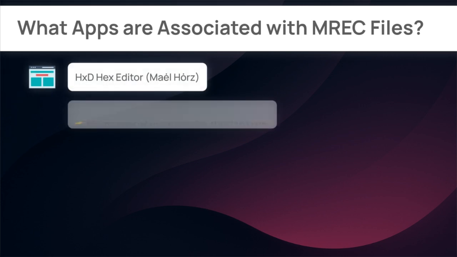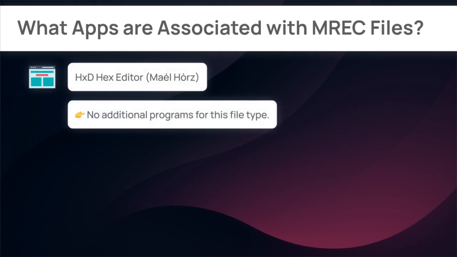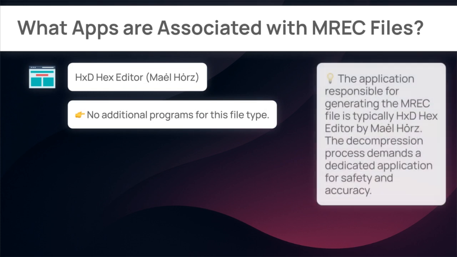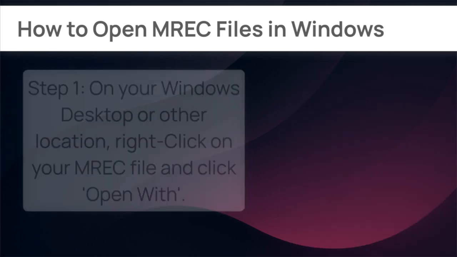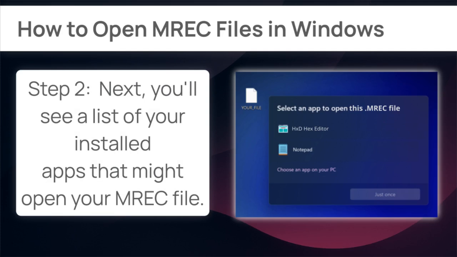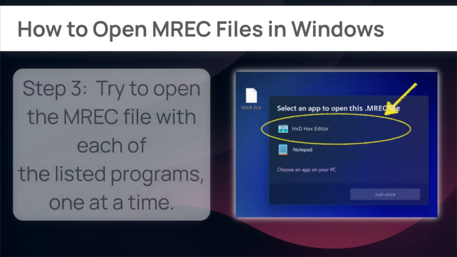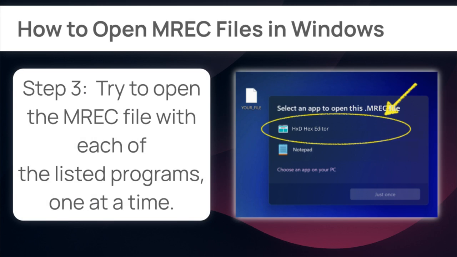When viewing the file metadata, the MREC shows a direct link to HxD hex editor from Maël Hörz. The decompression process demands a dedicated application for safety and accuracy. Windows may show the file type, but the actual data must be opened in the supporting software. We're performing an initial check of the application compatibility. Right-click your MREC file and choose Open with, and test HxD Hex Editor first. If it's not there, select another program. This process often yields a surprisingly simple fix.